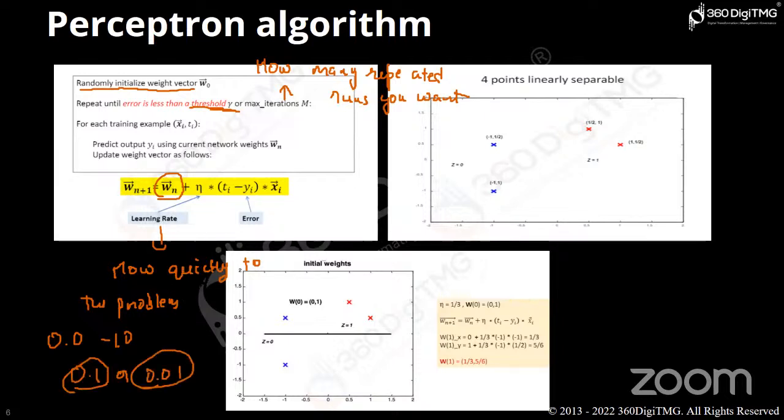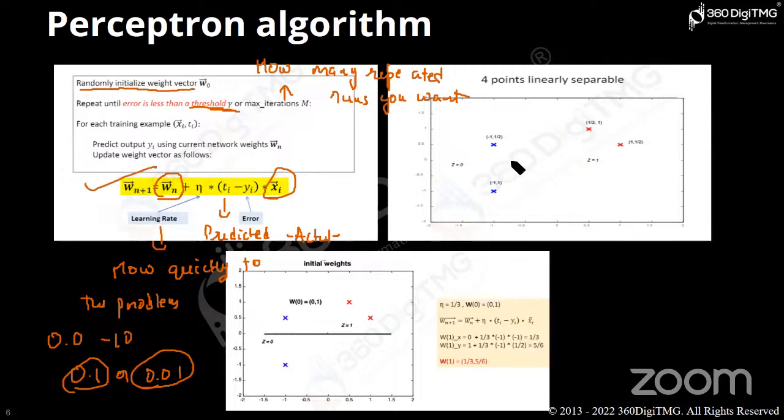So you take the previous weight, you add the learning rate times the error, and you calculate the error between the predicted value minus the actual value, times x, which is our input. And this is how you calculate the weights.